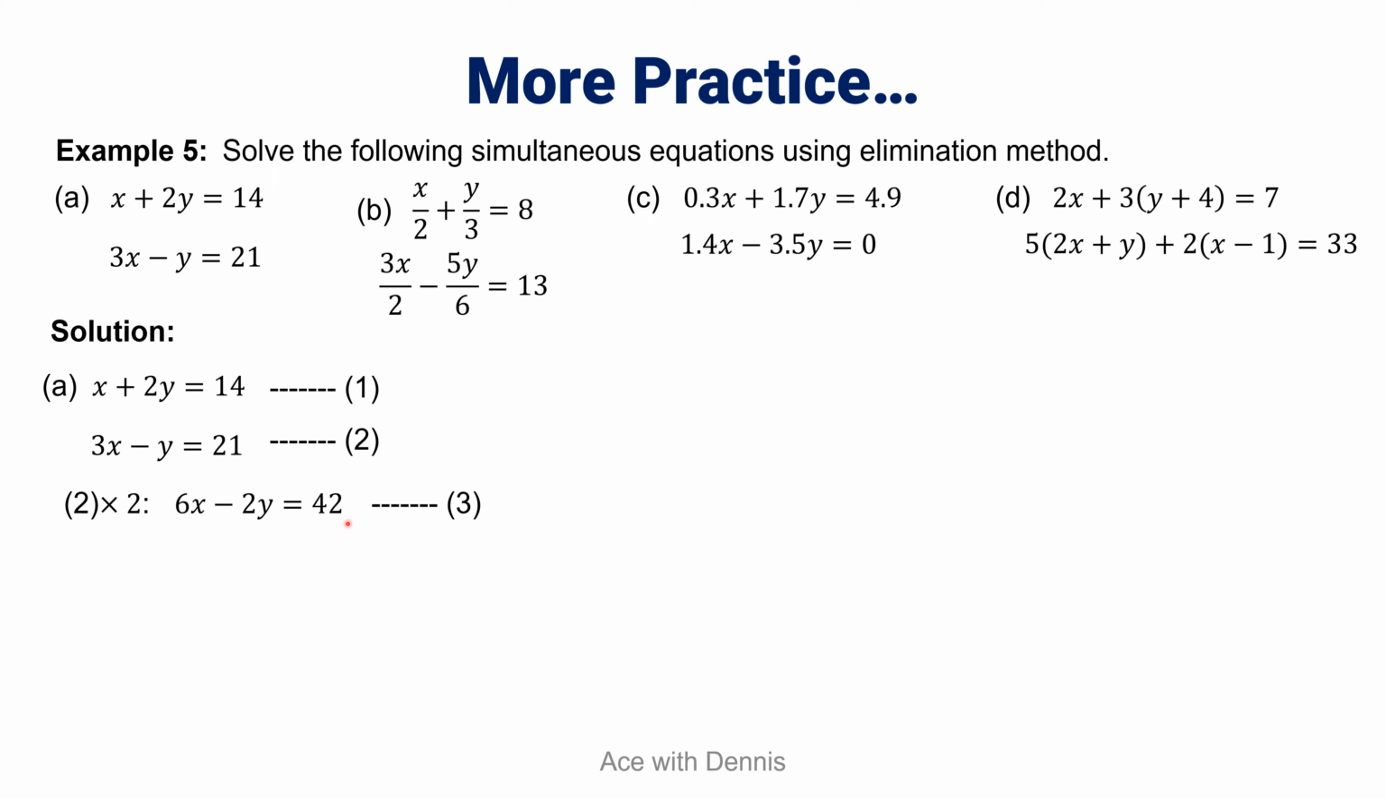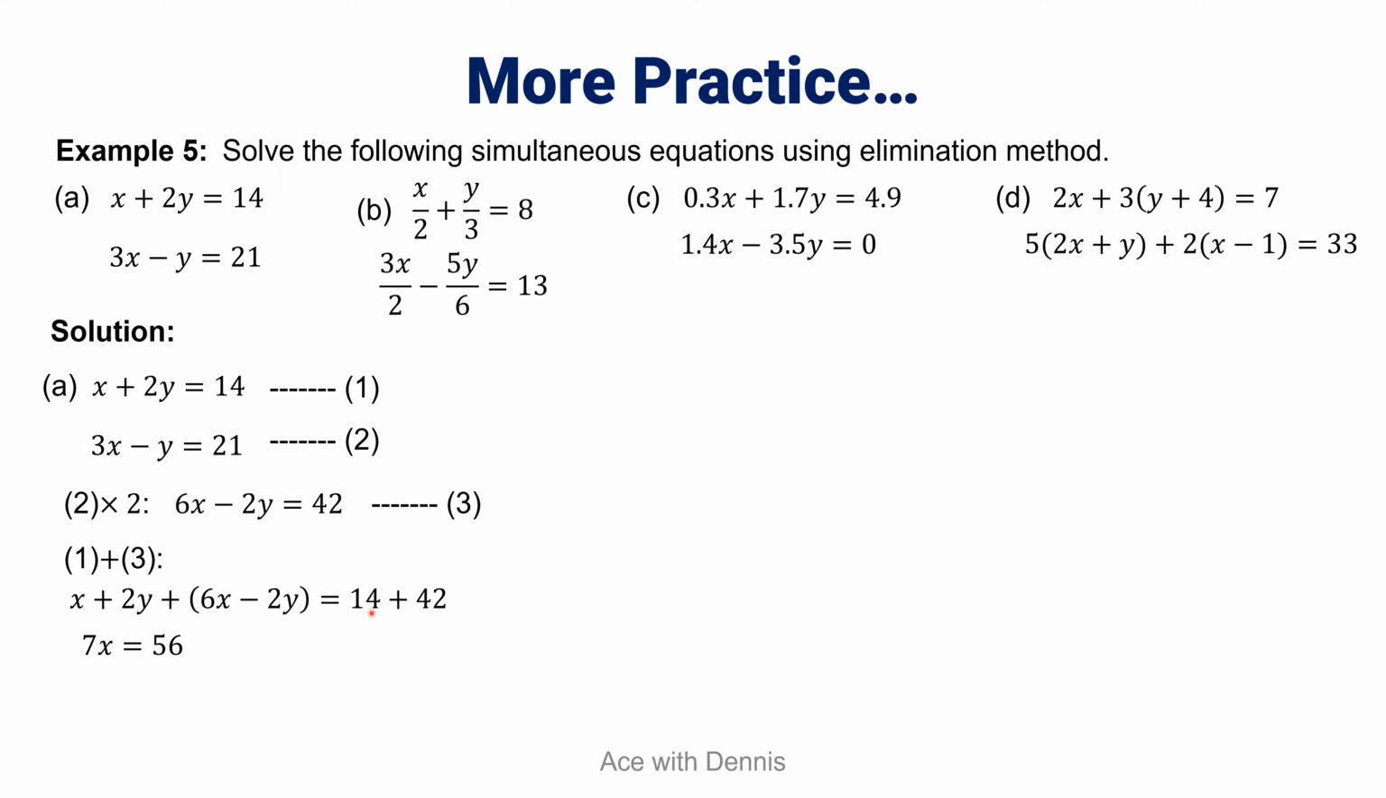Okay, so this equation is labeled as equation number 3. Why I say it is still fine: instead of equation 1 minus equation 3, I put a plus here. Okay, we can do that as well. So now x plus 6x, I have 7x, then 2y minus 2y, they will eliminate each other.